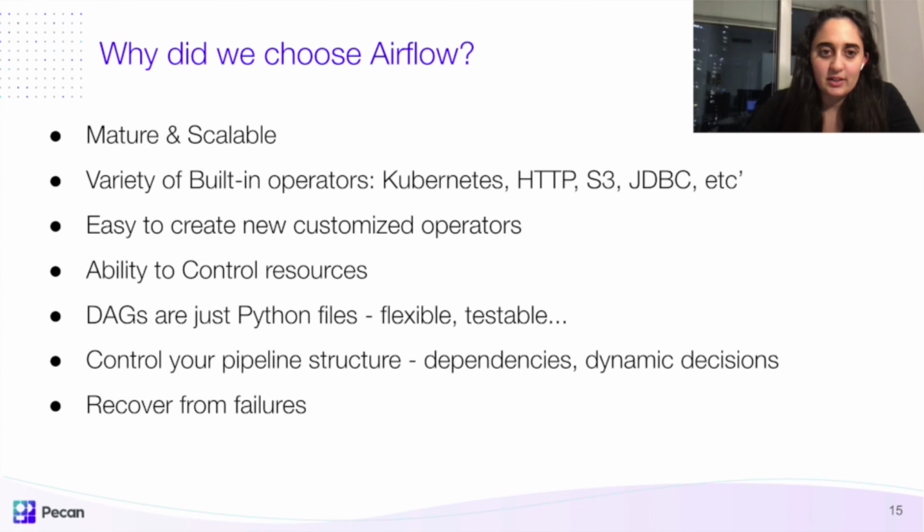The first reason is that Airflow has a big community and is also scalable. We already saw how its architecture supports it. Another reason is that Airflow comes with a lot of built-in operators, for example the Kubernetes operator, HTTP operator, and JDBC. It was super important for us because we run different kinds of workloads. For some of our pipeline stages, we need to execute dedicated containers. For other stages, we need to execute jobs on some cloud services. And this variety is super important for us.